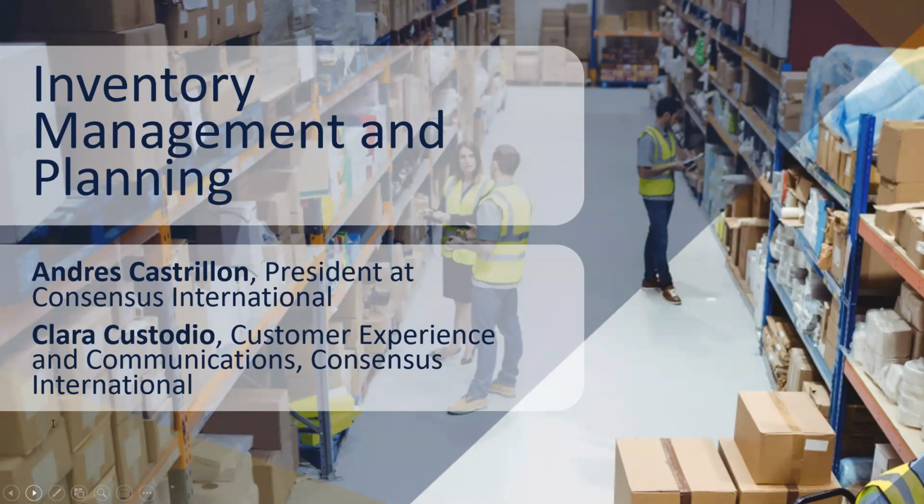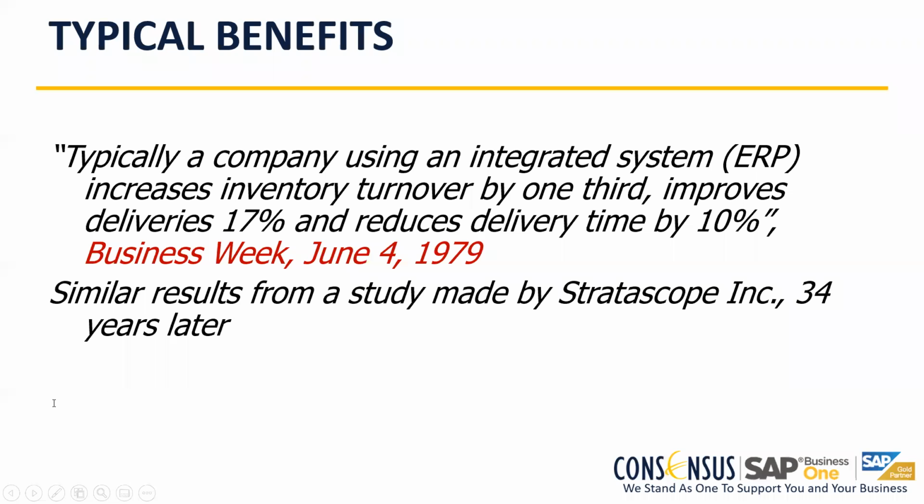So the first thing that I want to bring to your attention is that on June 4, 1979, Business Week was a very popular magazine, very, very popular. It was replaced by Google, I guess, or by the internet and some other publications. But they demonstrated in a survey that implementing a system usually really increases inventory by 1/3, which means improving the profitability of the business dramatically.